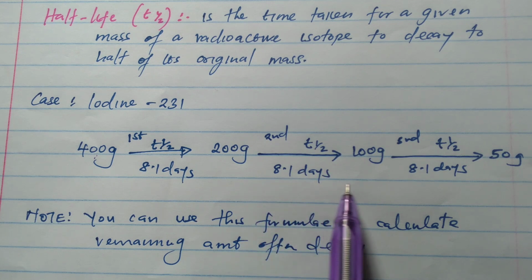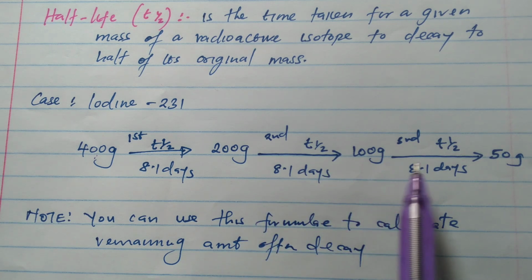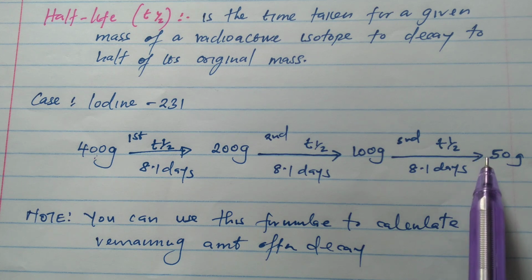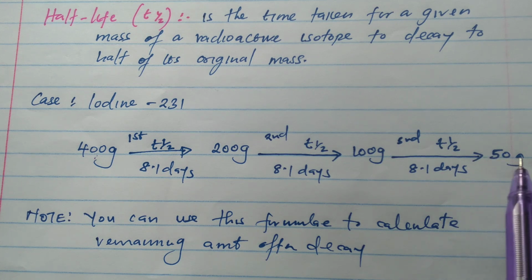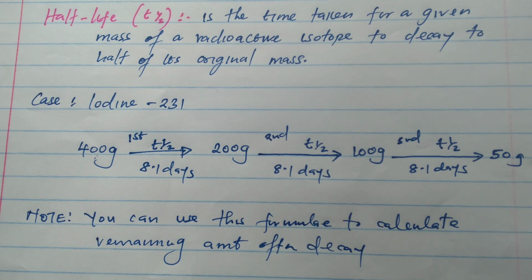In 8.1 days again it went to 100 grams, and finally the third time, 8.1 days, it was 50 grams. So that means it was breaking into a half each time, for those three. So from 400, we are at 50 grams in 3 half-lives.